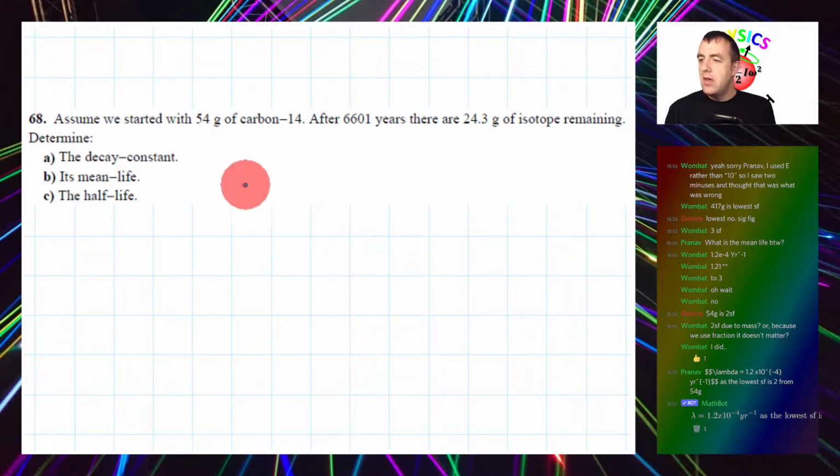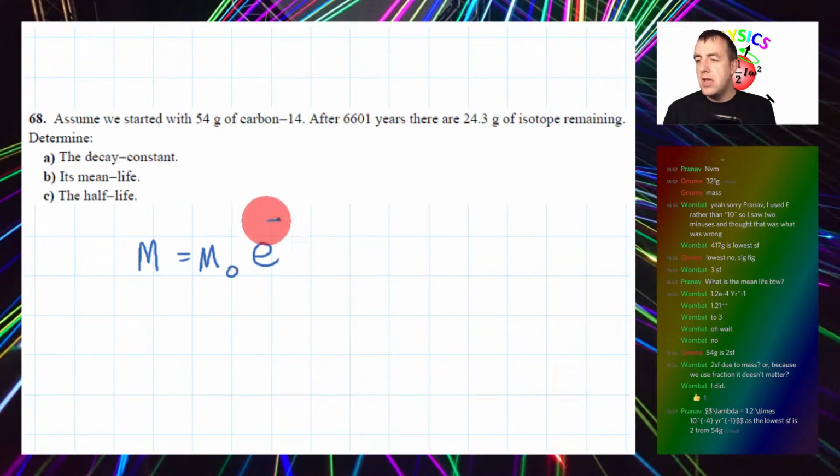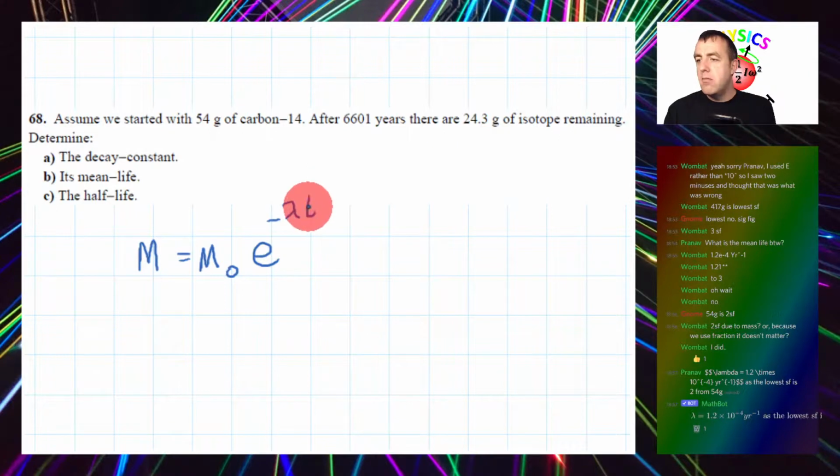Absolutely right. So if we want to figure out the decay constant, I'll just work through it together. The mass is going to equal the original mass multiplied by e to the power of minus lambda t, which I think is what Pranav's put there, but just gone off the edge of the screen on the, what's it called, down below, the little embedded stream.